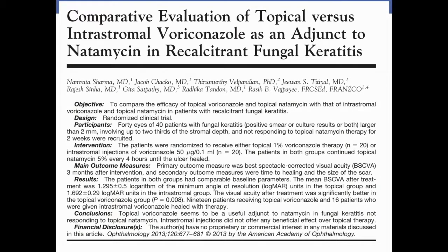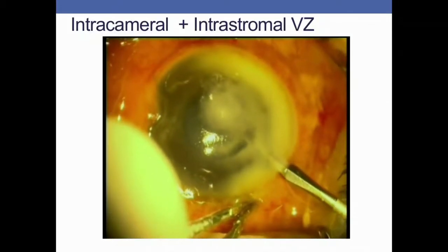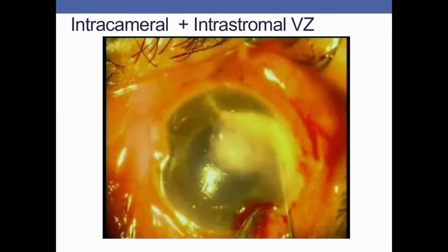We did find a role of topical voriconazole, which acted as an adjunct in these cases, and this was significantly better as compared to intrastromal injections. Now, this is a video to show how intracameral and intrastromal injections are given.